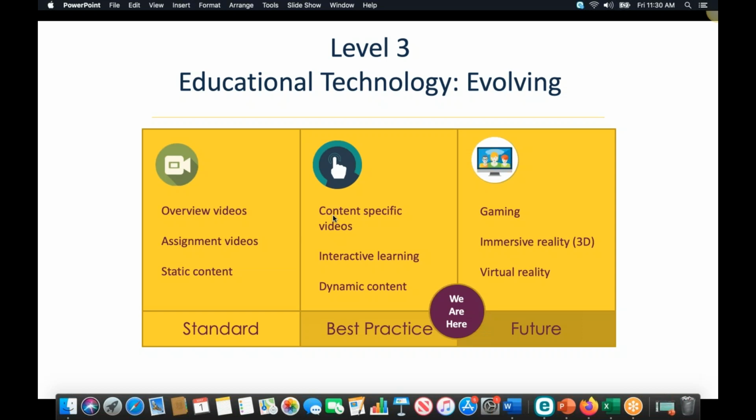And what this slide really articulates is, in typical online environments, a standard practice is to have an overview of a module or an overview of a week video, or a specific assignment video, and you have static content. We think a best practice is more interactive learning and dynamic content. You want students doing, not just passively getting. And the future, the next level, is where we get into gamification, immersive reality, virtual reality. That's where we get into the potential for situated applied learning, problem-based learning, project-based learning.